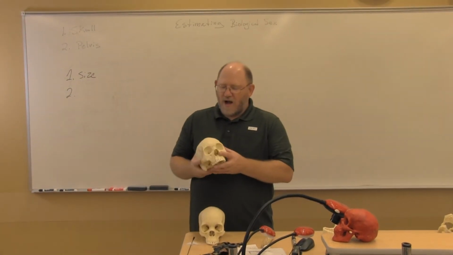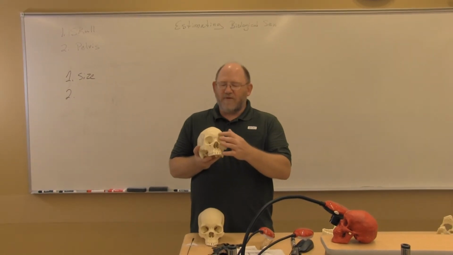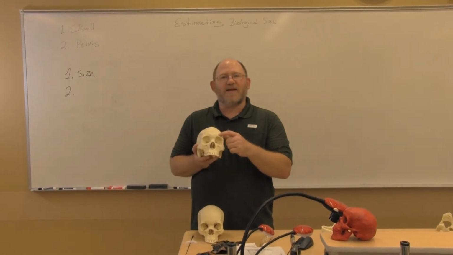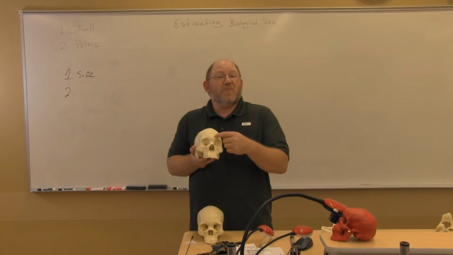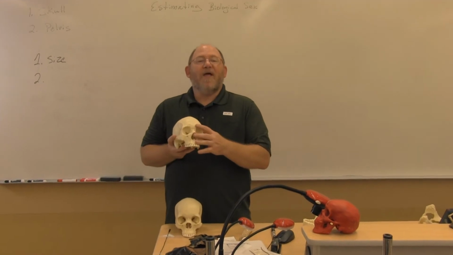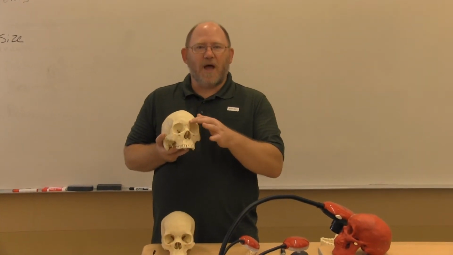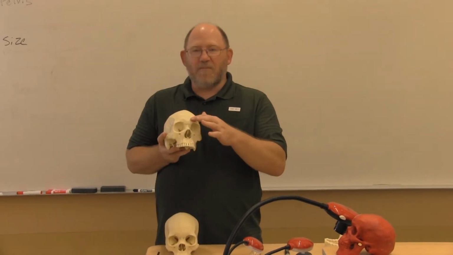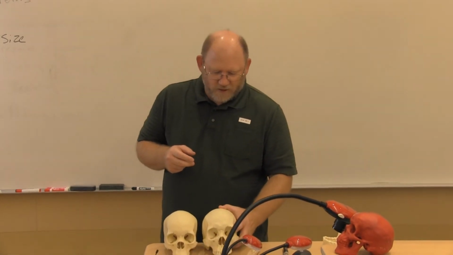So on the skull, one of the characteristics that we will pay attention to are the brow ridges, as a colloquial name, supraorbital ridges above the orbit. Males have stronger or larger brow ridges than do females.